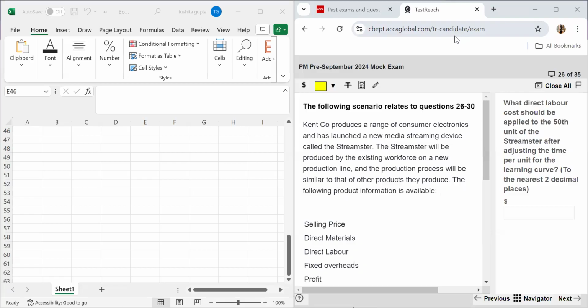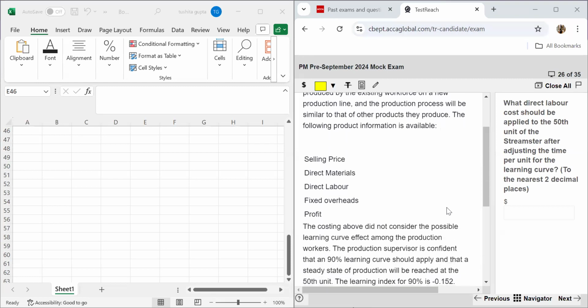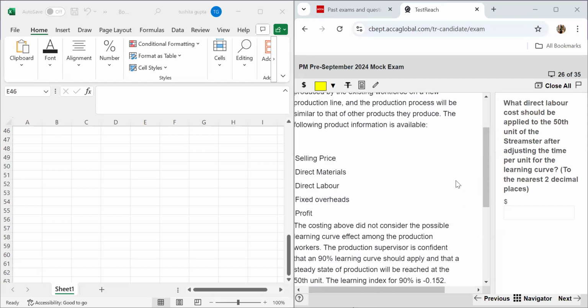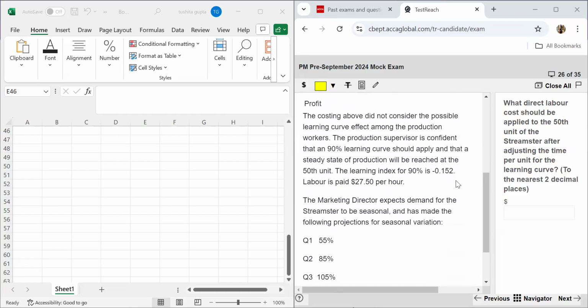Let's get started. Kent Company produces a range of consumer electronics and has launched a new media streaming device called the Streamster. The Streamster will be produced by the existing workforce on a new production line, and the production process will be similar to that of the other products that they produce. The following product information is available. So they've given you the selling price, material, labor, fixed overheads, and the profit.